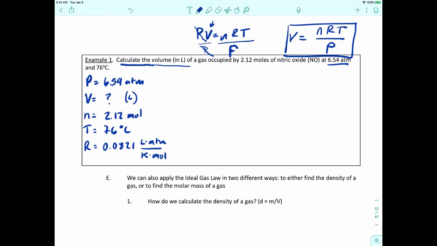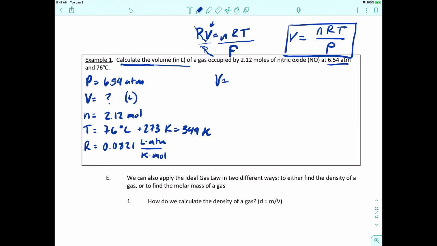So if we add 273 K to that temperature, we're going to get the temperature in Kelvin. So 76 plus 273 gives us 349 Kelvin. All right, so cool. We got our numbers. All the units are matching up. So now we can just pop in our values.